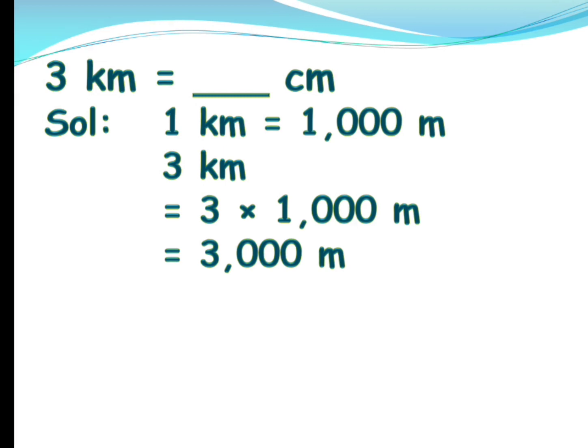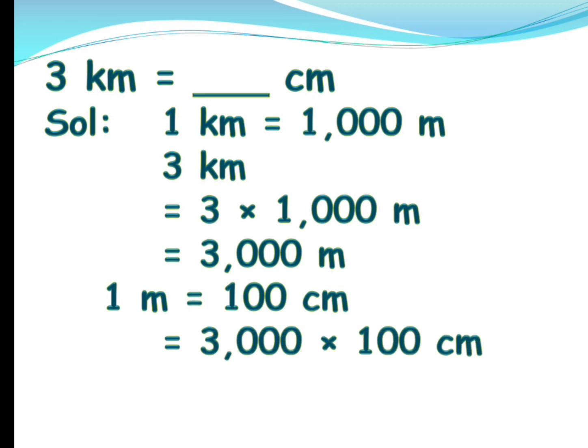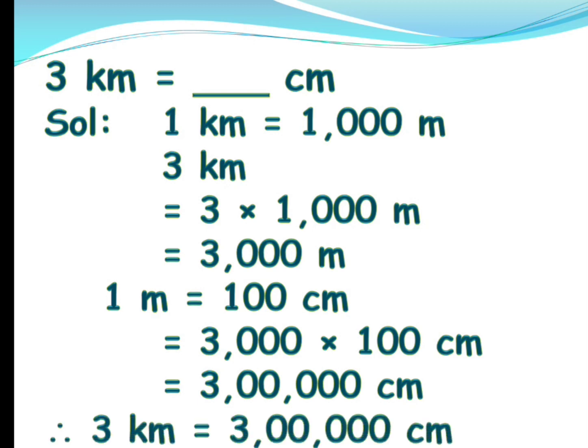Now, this 3000 meters should be converted into centimeters, isn't it? And we know that 1 meter is equal to 100 centimeters. That means we have to multiply with 100. That is 3000 meters into 100 centimeters. Okay. Now, how much you will get? 3 lakhs. That means 3 kilometers is equal to 3 lakh centimeters, and that will be equal to 3000 meters. Okay, children. So, in this way, you need to convert from kilometers to centimeters.